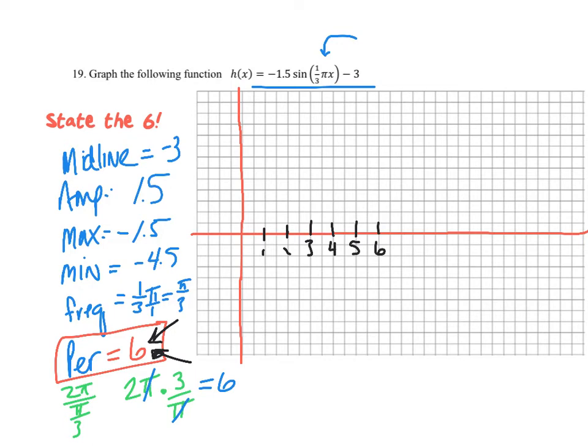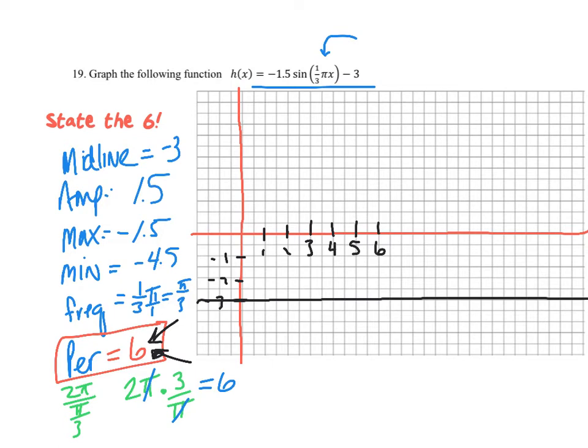The other thing I'm going to do is get my midline in, and my midline is at -3, so I counted by 2's, -1, -2, -3. And I'm going to lightly draw that in for myself. Now I know I'm using black marker here, but I'm lightly drawing it in.